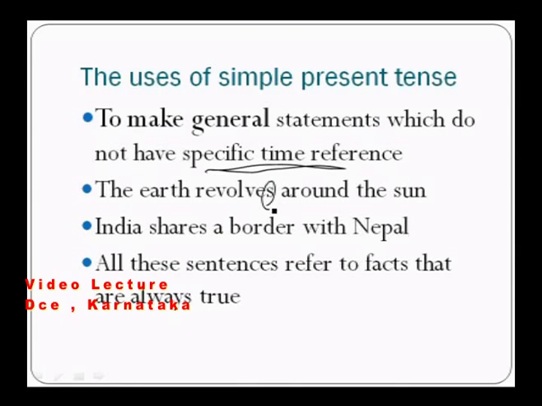Let us look at the second sentence. India shares a border with Nepal. Now, which is the verb here? Share. It is followed by what? An S. India shares a border. It is sharing a border with whom? With Nepal. Now, what do these sentences convey? All these sentences refer to facts that are always true.